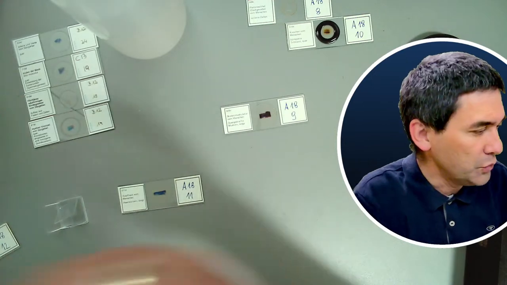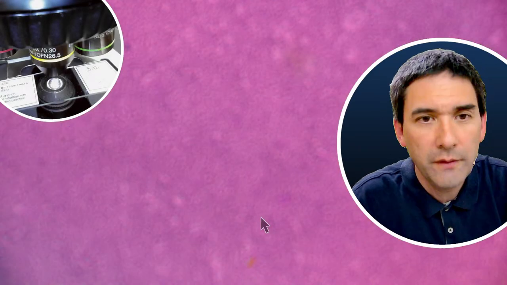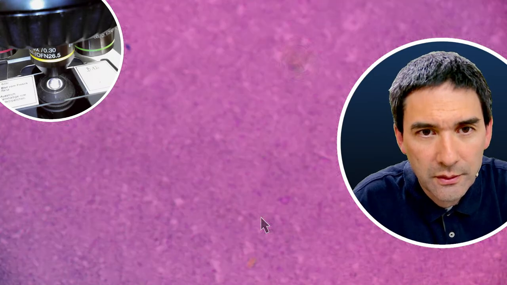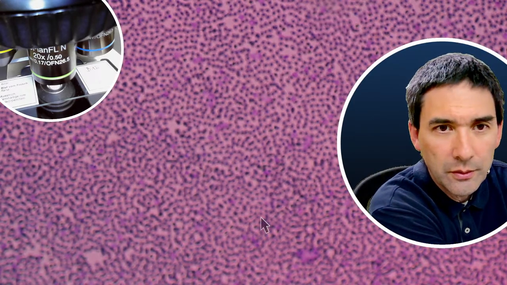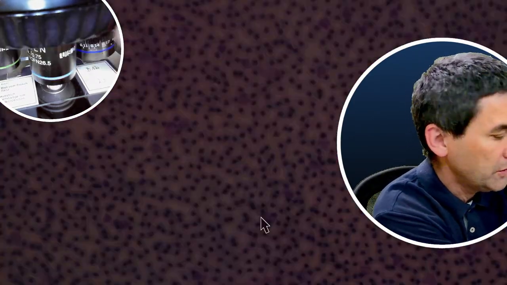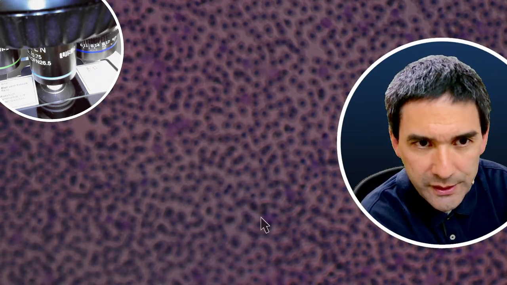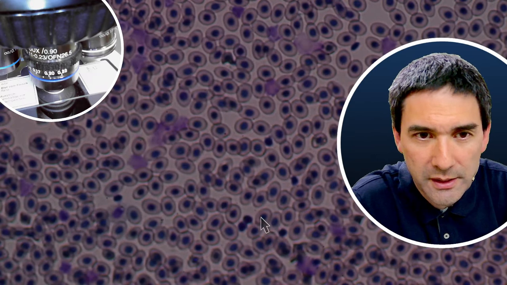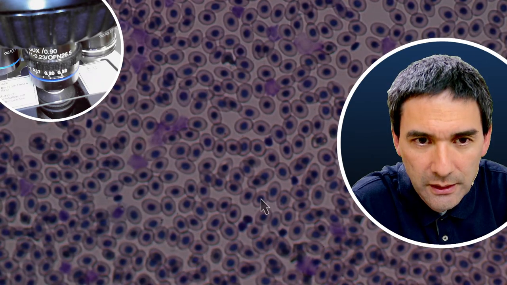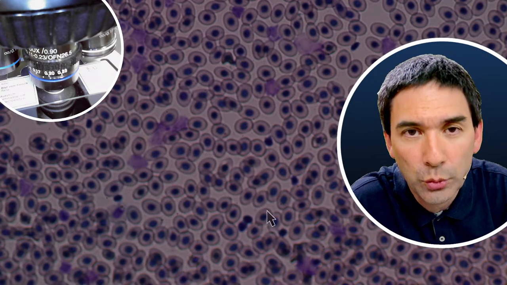Because we just had a look at the blood of a human being, let's have a look at the blood of a frog, of an amphibian, because there is a very interesting difference. Okay, let me go up with the magnification, because it's a very important characteristic. So these are the red blood cells of a frog, and what do you notice? They have a nucleus, okay? You see that these are the red blood cells, and they have this dark purple spot in the center. That's the nucleus.